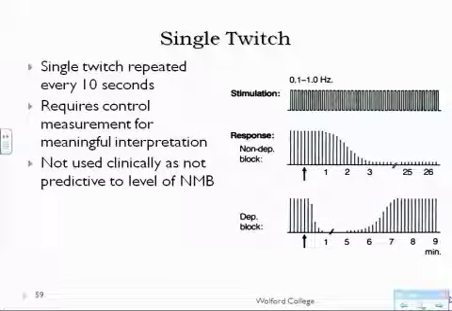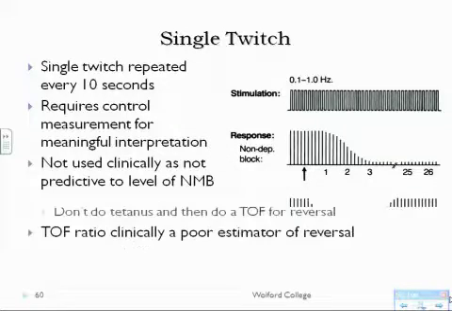The downside to single twitches is it requires control measurements for meaningful interpretation, okay? So it's not used clinically, it's not predictive of the level of neuromuscular blockade. It's kind of pretty to look at because it tells you how fast the recovery time is to get back from these agents, but it's really clinically not very useful.